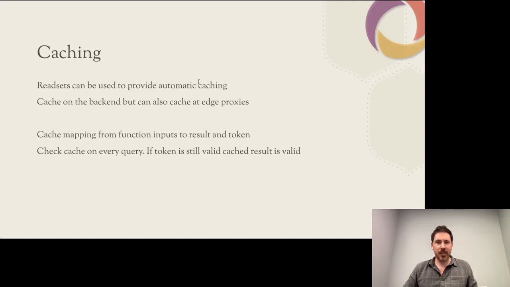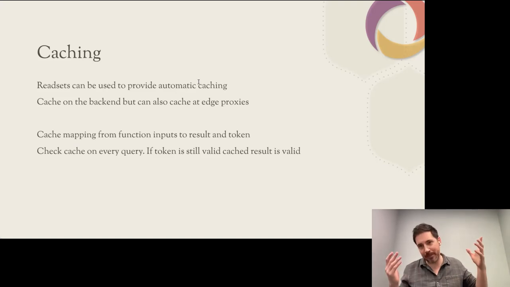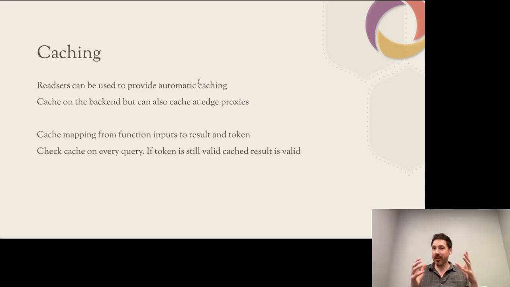Basically how caching works is, we don't use memcache, but you can imagine something like this: every function request that comes in, we run the query, dump the result in an LRU cache, and we map the function name and function inputs to the result and the token. Then when a query comes in, we look in the cache and see, is there any cached result that has that function and the same inputs? We get the token back in the result. We check if that token is still valid, so check if that read set has been invalidated. If it hasn't been invalidated, the cached result is correct and we can return it to the user. If not, we just run the query.